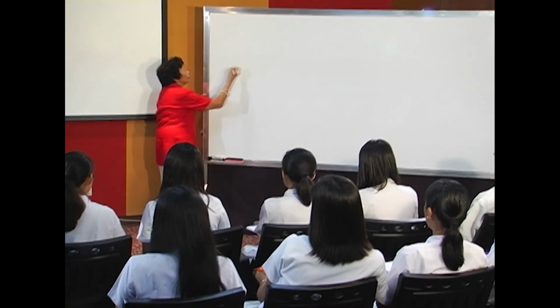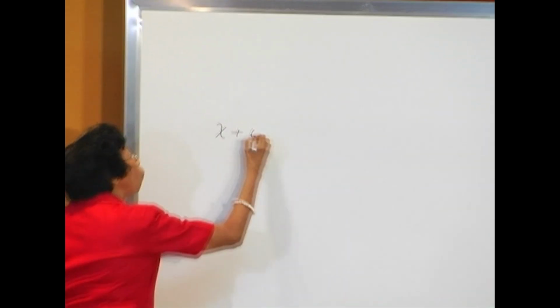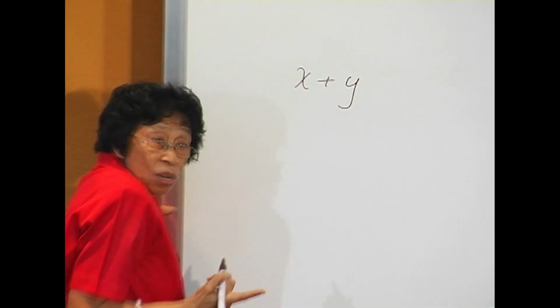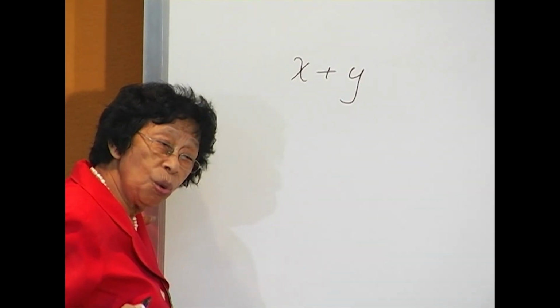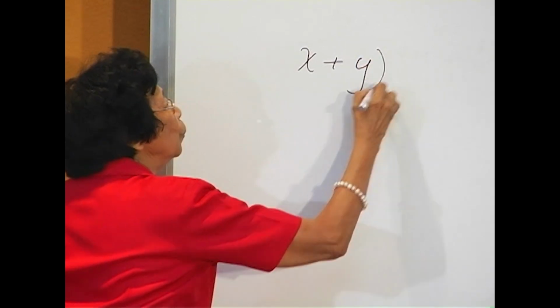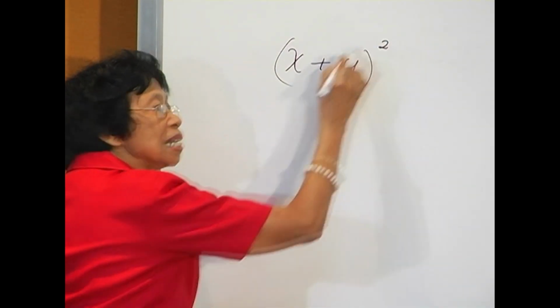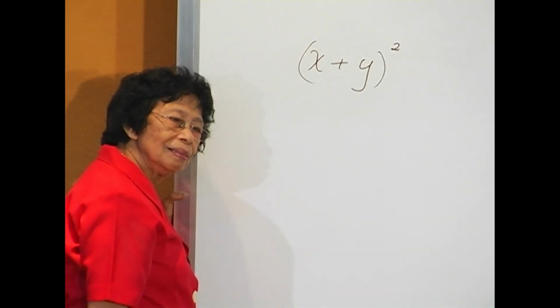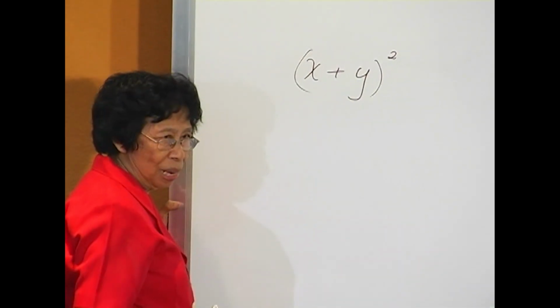If I say, for example, x plus y, right? That's a binomial, isn't it? Yes. Why is it a binomial? Because it has two terms, x and y. If I say, for example, that, what does it tell me? The square of the binomial. It's the square of a binomial.